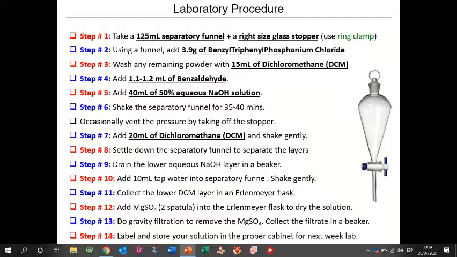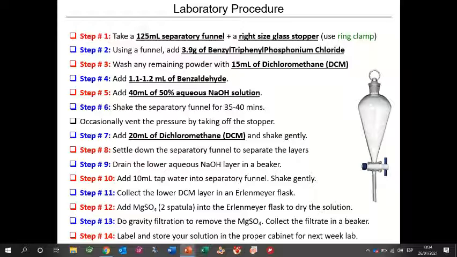So the steps are as follows. As you can see here, we have all these 14 steps. First step, you will need to take a 125 milliliter separatory funnel plus a right-sized glass stopper.